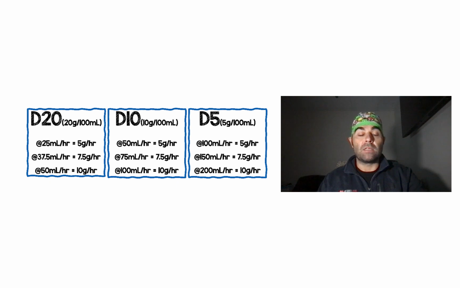If you know exactly that number in front of the D and you put it into 100 mLs, based on the rate that you're running, then you know exactly how many grams of glucose you're giving your patient.